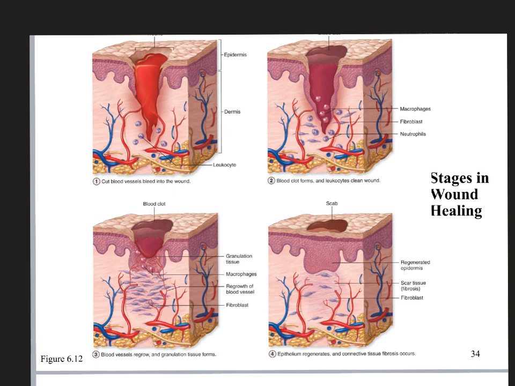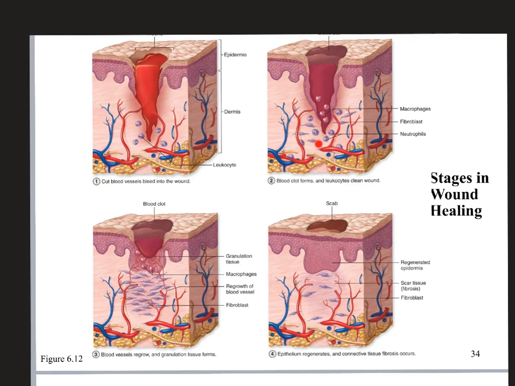Okay, so here are the stages. Number 1, blood vessels bleed into the wound. You get a cut, you damage the epidermis and the dermis, and blood vessels empty into the wound, cleaning it out. A clot forms, stops loss of blood, and also provides a barrier for pathogens from getting in. Now, white blood cells move into the area and they start to clean this stuff up. Third stage, the vessels are starting to regrow, right? And this granulation tissue starts to form.